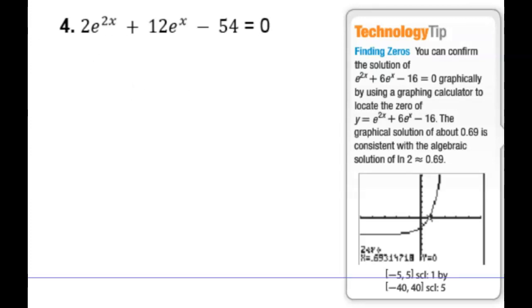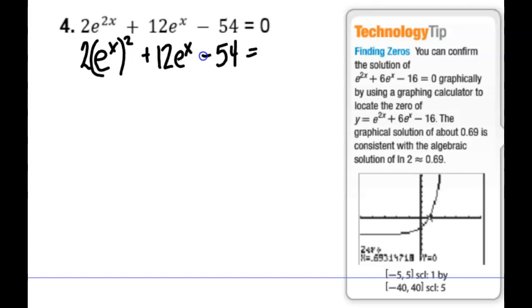Okay, how about number 4? Can you find number 4? Okay. Number 4, this is like a 2 e to the x squared plus a 12 e to the x minus 54 equals 0. Anybody see something we could do right away?